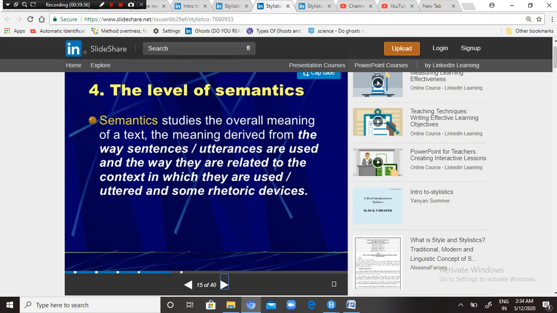The level of semantics. What is the level of semantics? Semantics studies the overall meaning of a text, the meaning derived from the way sentences and utterances are used, the way they are related to the context in which they are uttered, and some rhetorical devices.